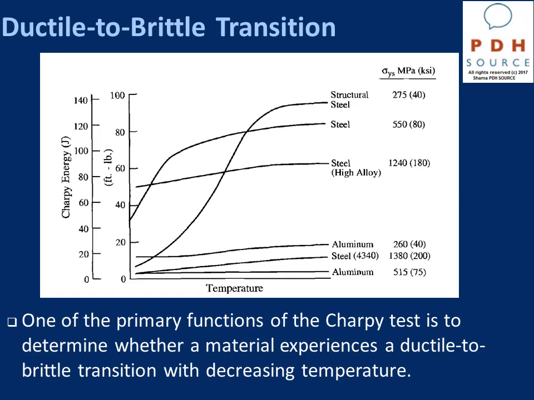Some materials, such as aluminum and very high strength steel, do not exhibit a distinct transition behavior. Some materials, such as 75 KSI yield aluminum, have low notch toughness at all temperatures. On the other hand, some other materials, such as high strength steel 180 KSI, exhibit high notch toughness at all temperatures.